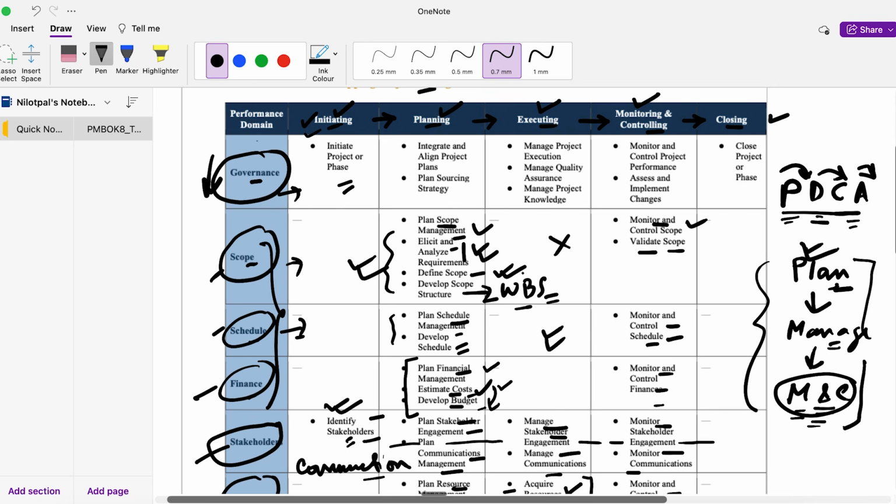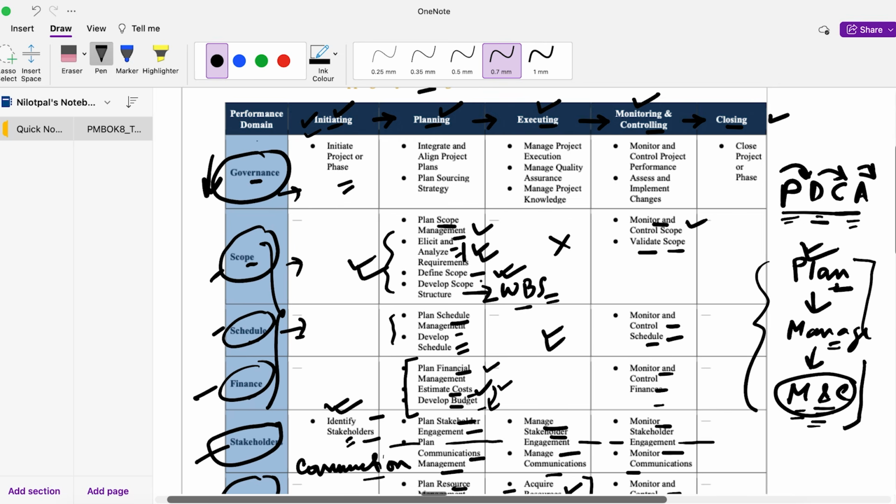Again, let's do a revision. So in scope, what we first do, very intuitive, there is first planning of the scope, right? Now, once you have done the planning of the scope, you have to collect the requirements, understand what needs to be delivered, right? So here comes the step, elicit and analyze requirements.